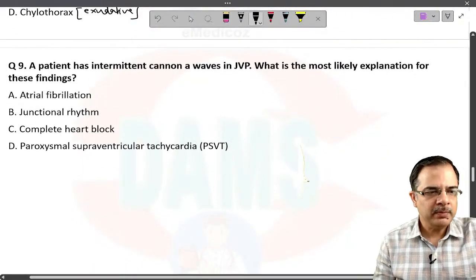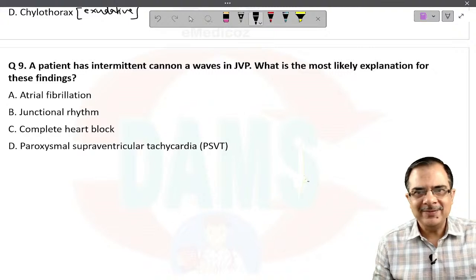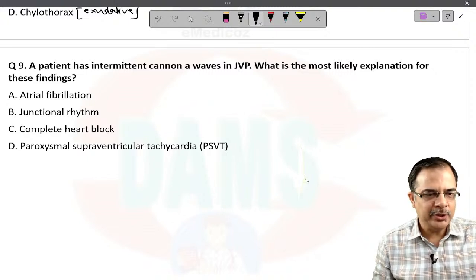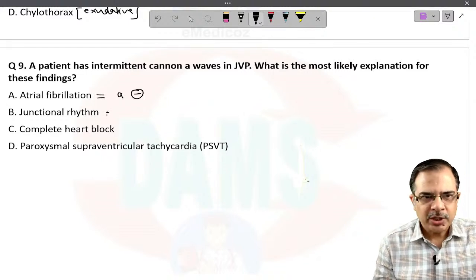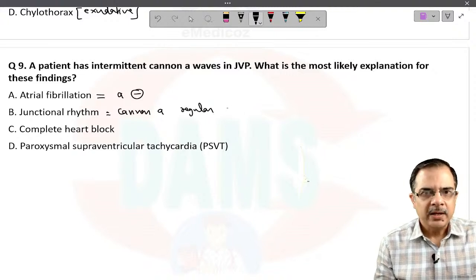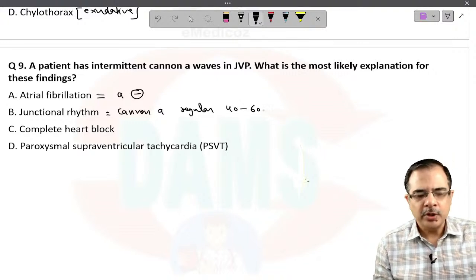Question number 9 is on the cardiovascular system. Patient has intermittent Cannon A waves in JVP. What is the most likely explanation for these findings? In atrial fibrillation, A wave is absent, while junctional rhythm has Cannon A waves, and these Cannon A waves are regularly coming with a rate of 40 to 60 per minute.